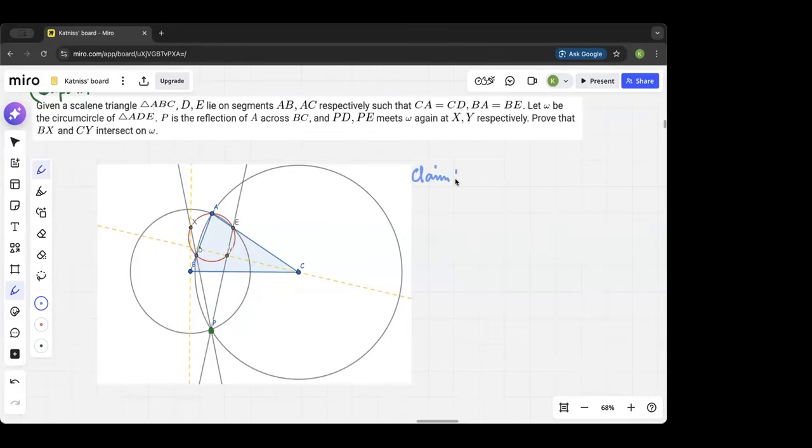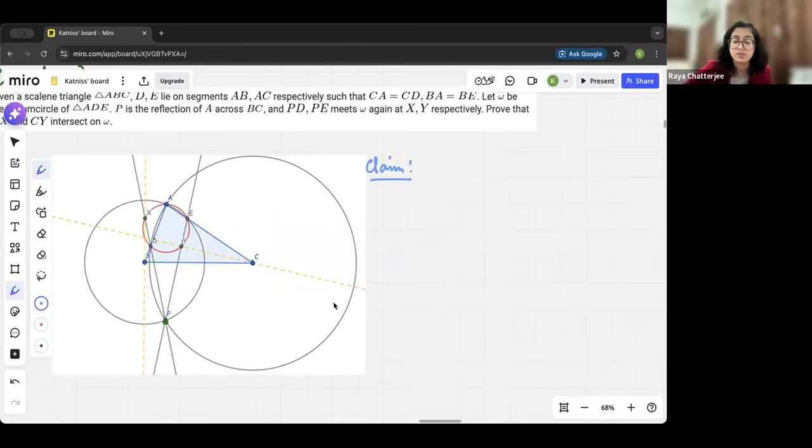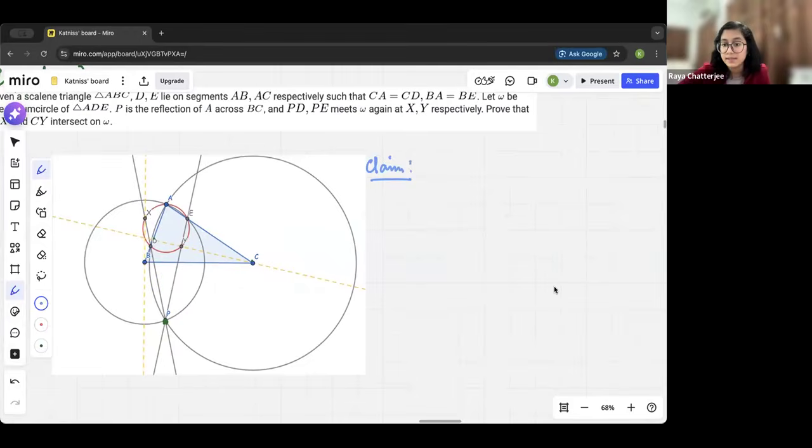Oh wait, is it also because the line joining the centers is the perpendicular bisector of the common chord? Yes. That is also another way to say it. I think what Ashwath said was just the proof of that.